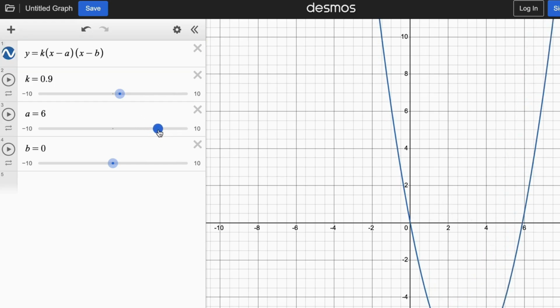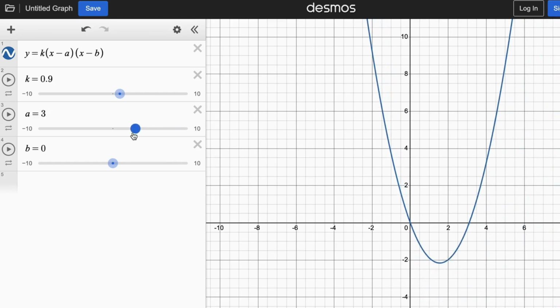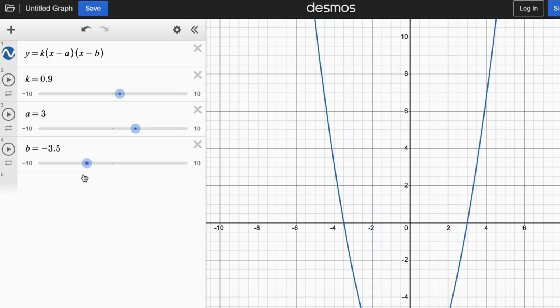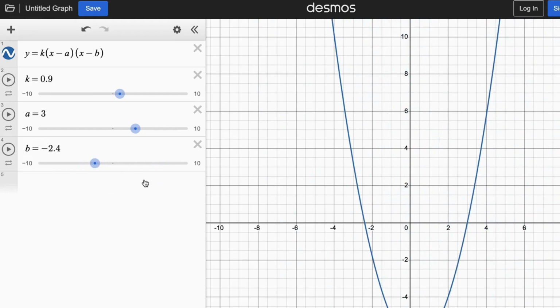As we change it, this root, this place where the parabola intersects with the x-axis, that's called our root, and that is what we're changing. Same with b, we're going to change the other root now. As you can see, it's this point right now, it's 3.5, and we can see negative 3.5, and this is basically how we can control the parabola using the root form.